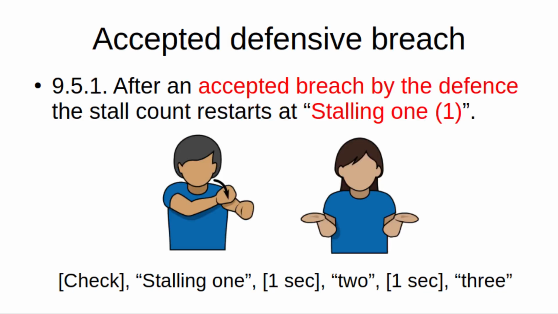Alright, next case, an accepted breach by the defense. In this case, you restart at stalling 1. So you do the check and say stalling 1, 2, 3, and so on. That makes sense because the defense is punished for the breach, whether it be a foul or a violation, and it gives more time to the offense.